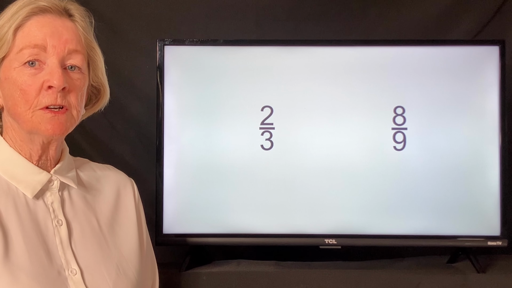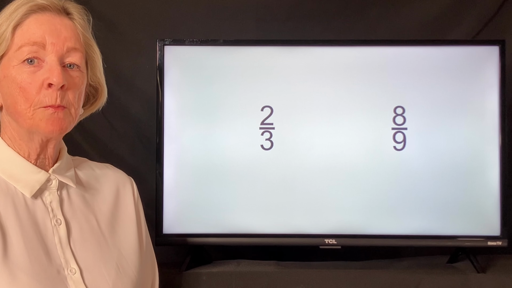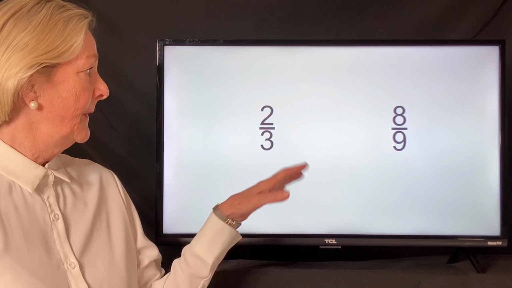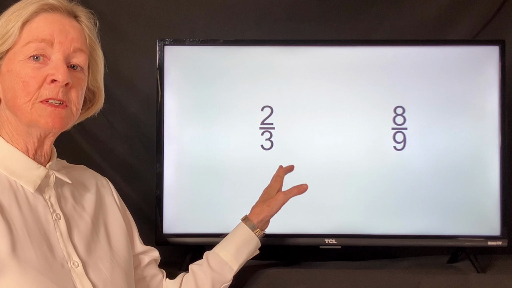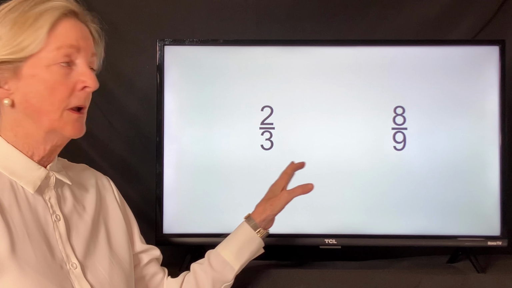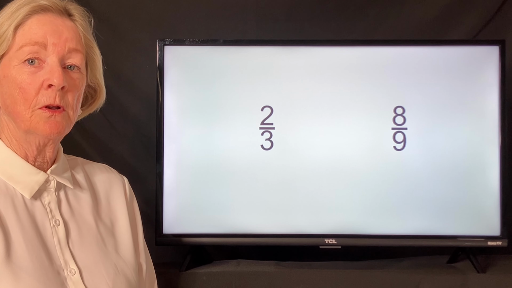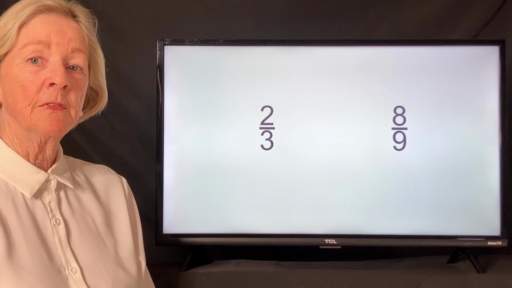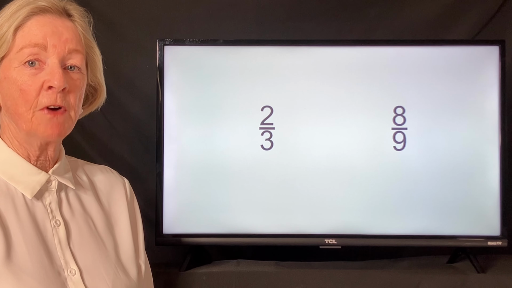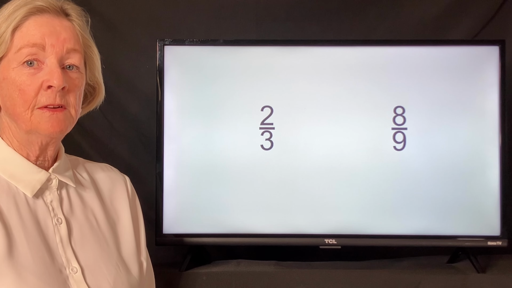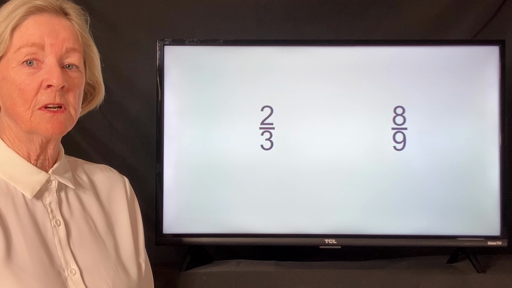Our first fraction is 2/3. Which number is down? That's right, the 3. The 3 is the denominator in this fraction. Let's look at 8/9. Which number is down? That's right, the 9. The 9 is the denominator in this fraction. Now let's look at finding the least common denominator.